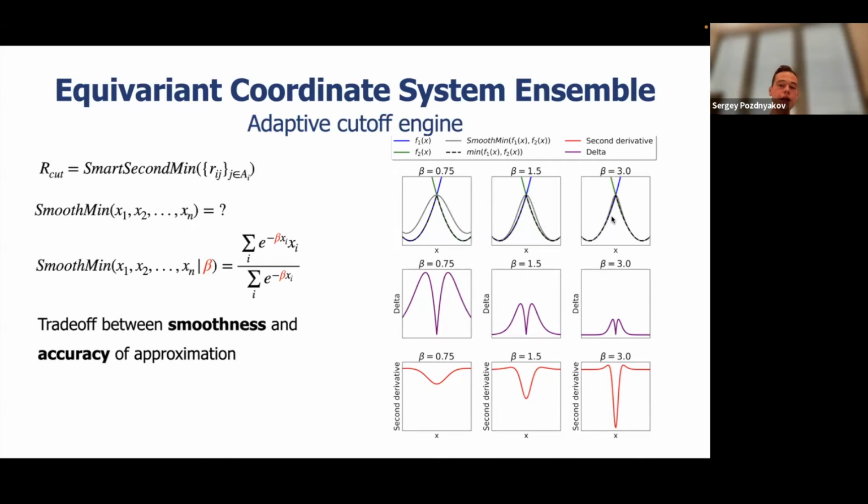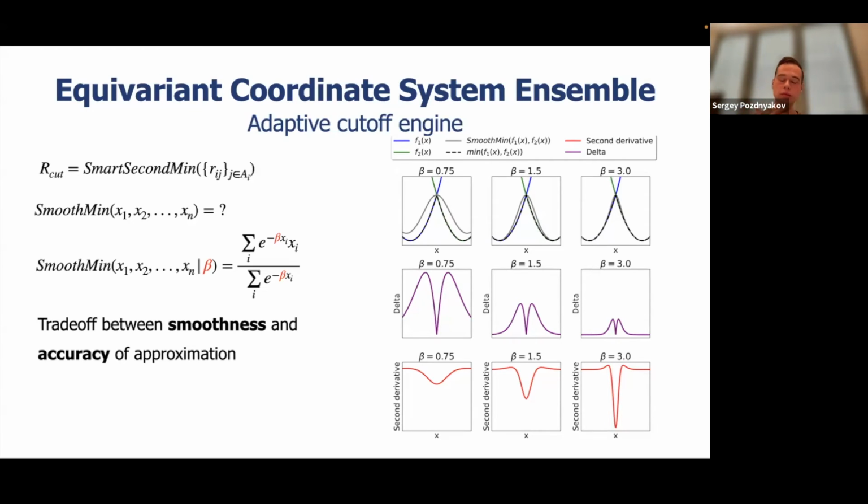But unfortunately, there is a price to pay. Namely, the larger the beta, the less smooth the approximation is, which is illustrated by the second derivative. The y scale for all these subplots is exactly the same. And you can see that for small beta, the second derivative here is not really large. But when we increase the beta, the second derivative becomes progressively larger and larger. And so the larger the beta, the less is the smoothness of the approximation.